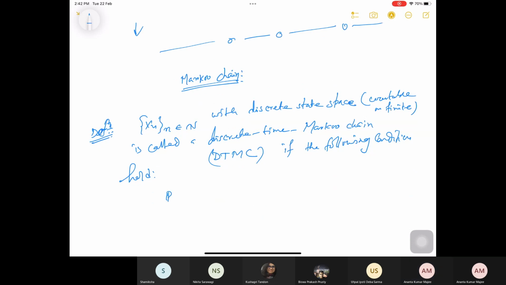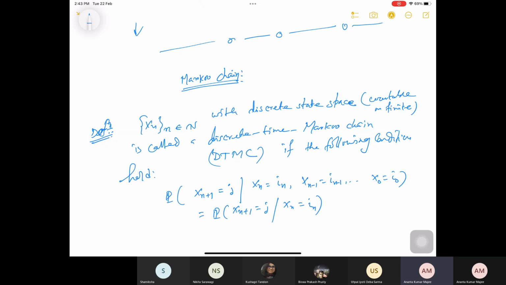So what it says is that the probability of X(n+1) equal to j, because this is in a discrete setup, where j is in your discrete state space, given all the past information, that means X(n) = i_n, X(n-1) = i_{n-1}, and so on up to X(0) = i_0. What is the probability that X(n+1) is equal to j, given all this information? This is the same as the probability of X(n+1) equal to j given X(n) equal to i_n. Okay, and this should hold for all n.